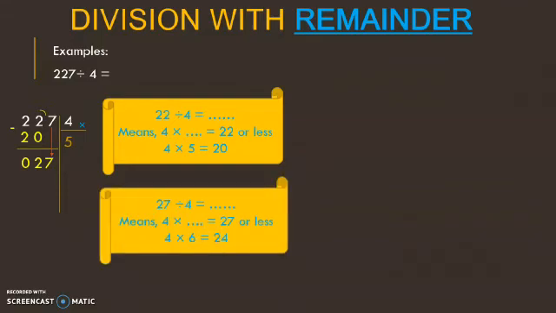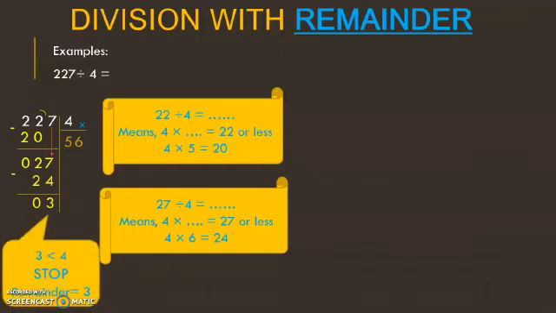27 divided by 4 means 4 times what gives me 27 or less? 4 times 6 is equal to 24. I write 6, then I multiply. 6 times 4 is equal to 24. Then I subtract. 7 minus 4 is equal to 3 and 2 minus 2 is equal to 0.